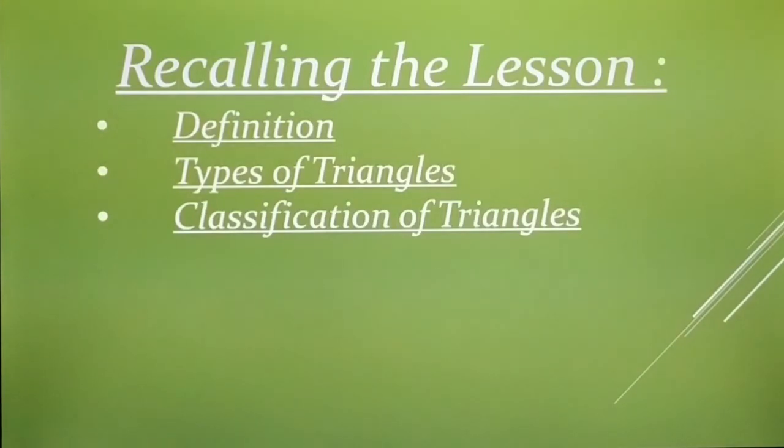Then we have the other, that is the acute angle, in which all the 3 angles of the triangle are less than 90 degrees. And the last one is the obtuse angle triangle, in which one angle of the triangle is greater or more than 90 degrees.